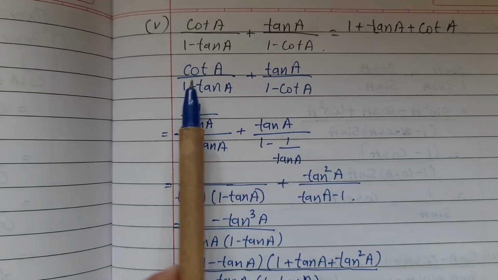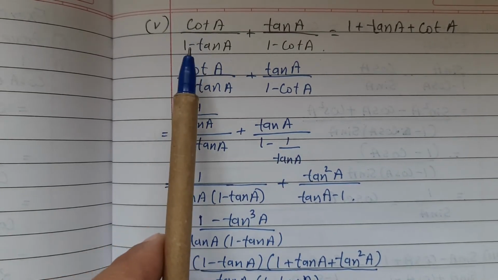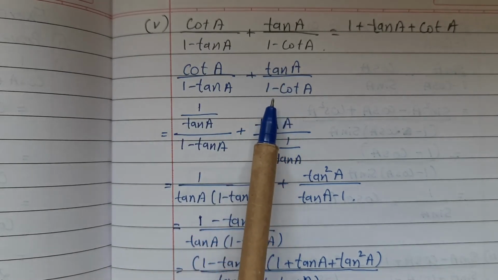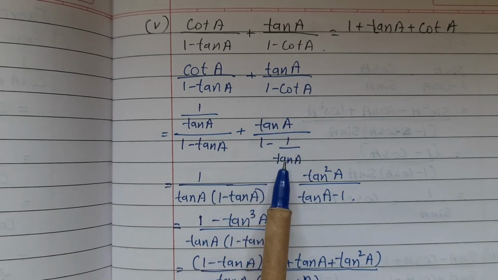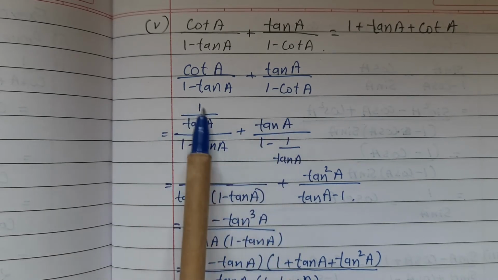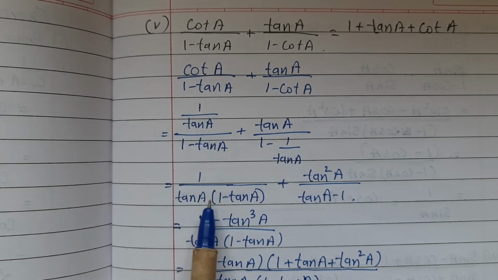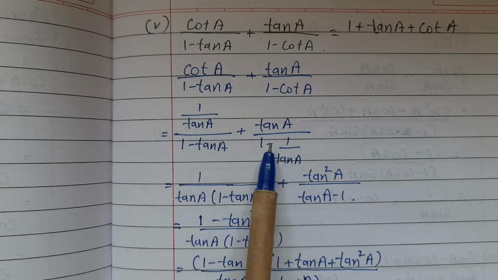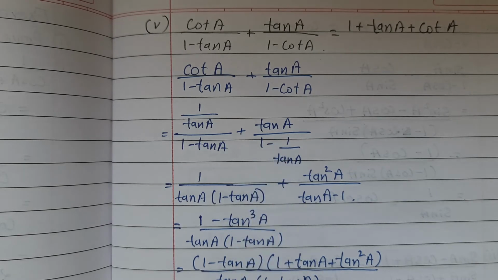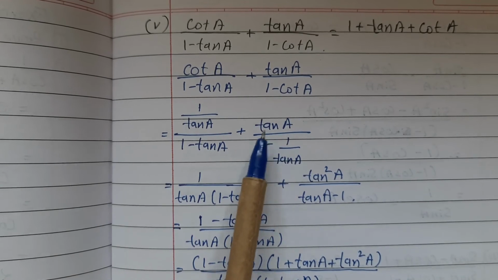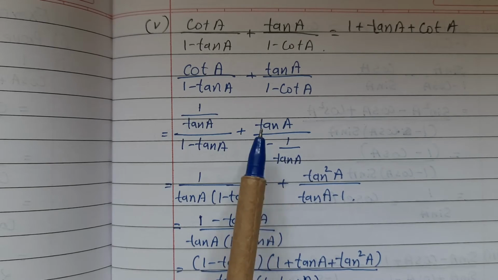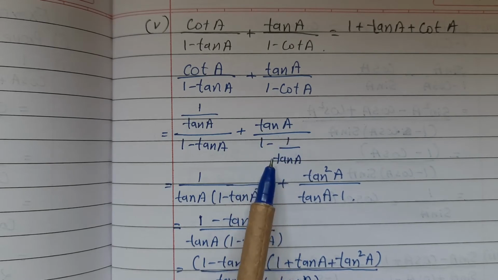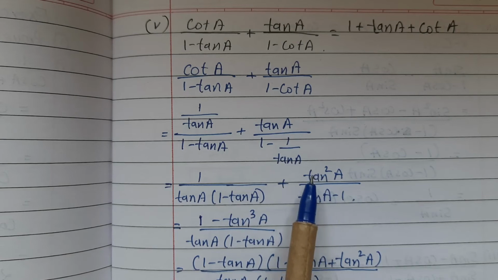Fifth sum. Left hand side is cot A upon 1 minus tan A plus tan A upon 1 plus cot A. Cot A is 1 upon tan A. Therefore, this term will become 1 upon tan A into 1 minus tan A. Here, this term will become, multiply and divide by tan A. So tan A upon tan A, LCM is tan A, here tan A minus 1. Tan A taken to the numerator, tan square A upon tan A minus 1.